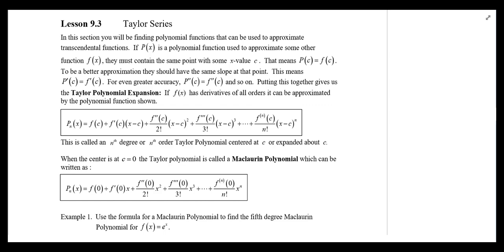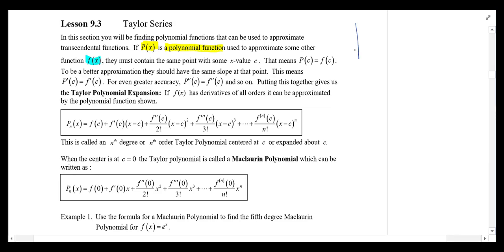So if I have a function which I call p of x, and let me call that the polynomial function, and it's used to approximate some other function, which I'm going to call f of x. Think of f of x like sine x or e to the x. Well, what they're saying is it must contain the same point with some x value, which I call c. Meaning there must be at least one place where the polynomial p of x is actually equal to the function value f of x. Okay, so think about it like this.